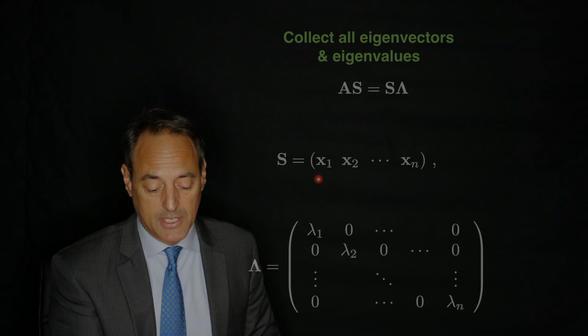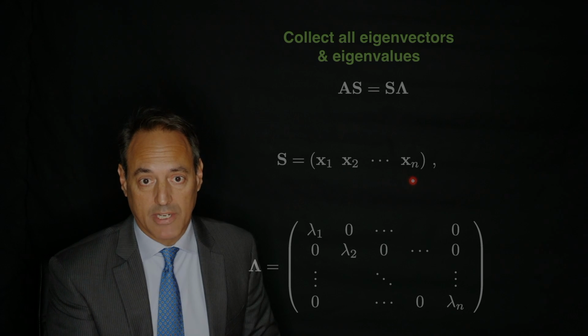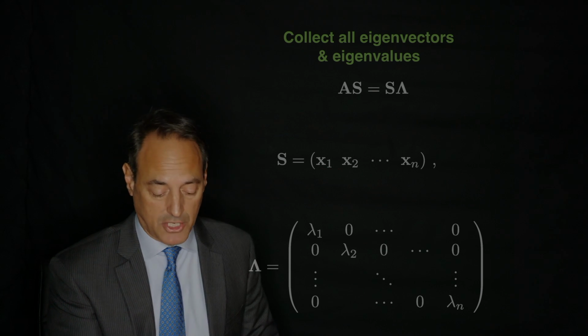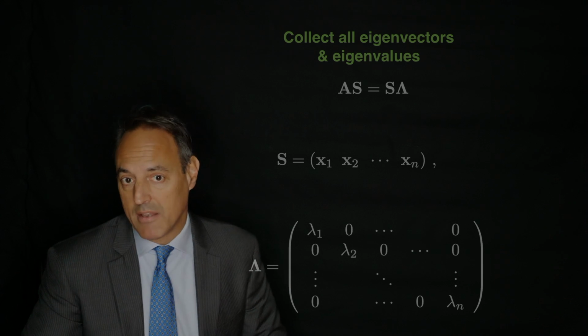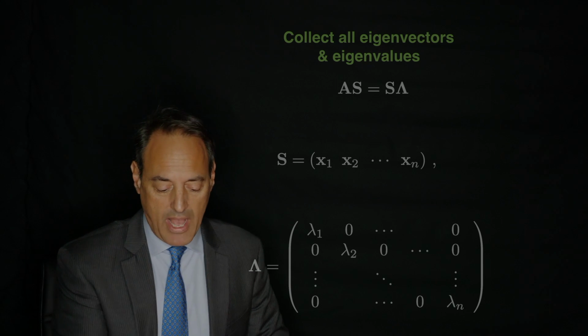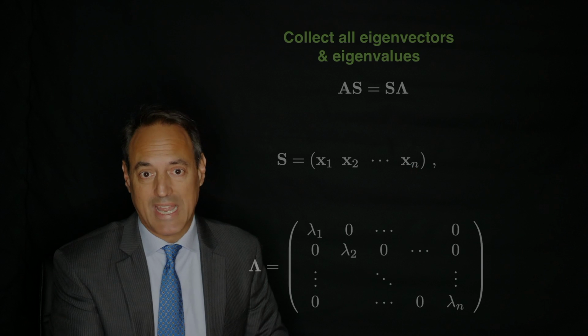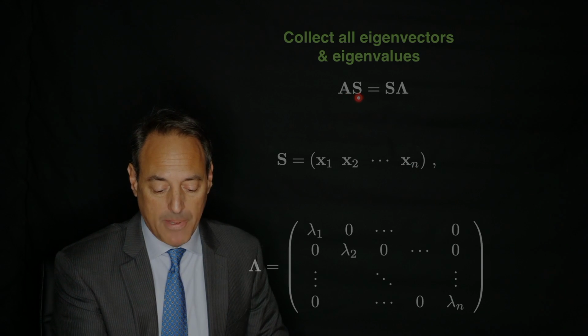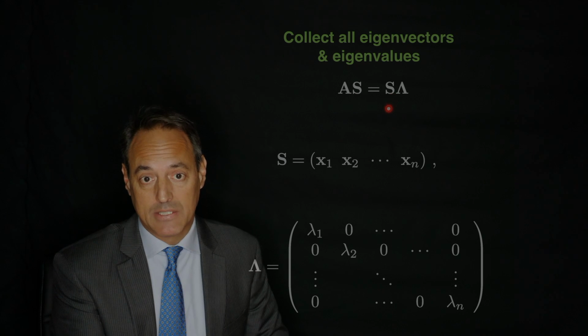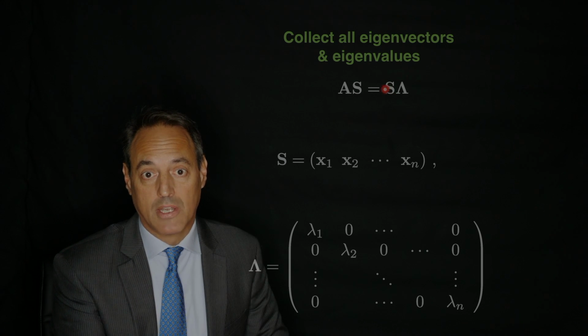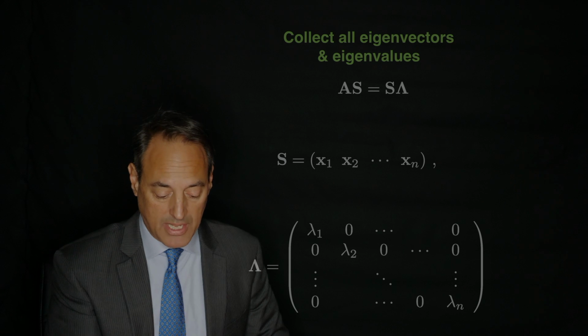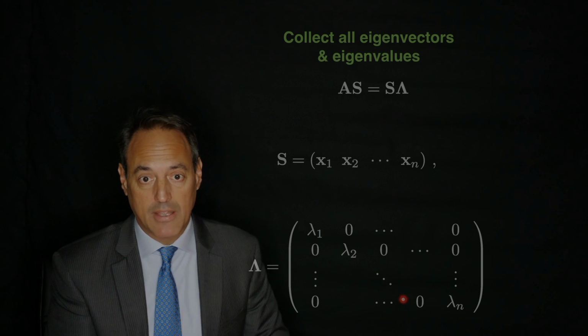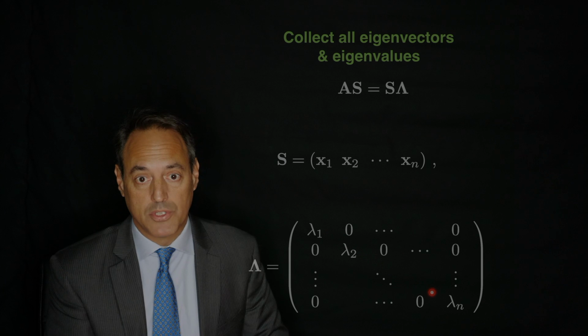So S is the set of all the eigenvectors, and each eigenvector is a column vector of size n, if A is n by n. So I have all these eigenvectors, there are n of them, and I take A and multiply by S, and what I get back is S times this capital lambda matrix. And the capital lambda matrix has the eigenvalues down the diagonal. That's what this represents here.